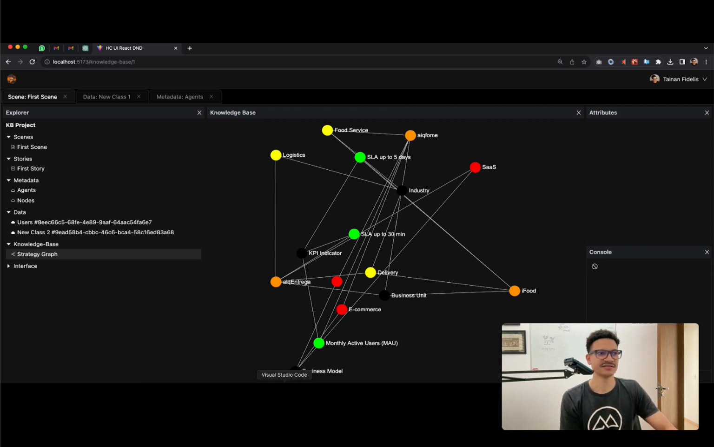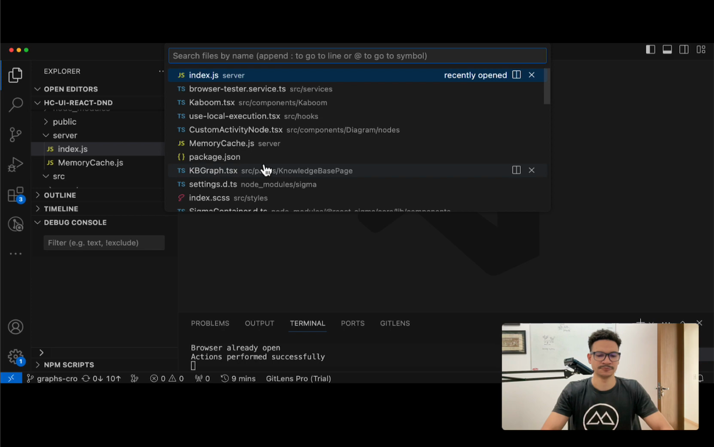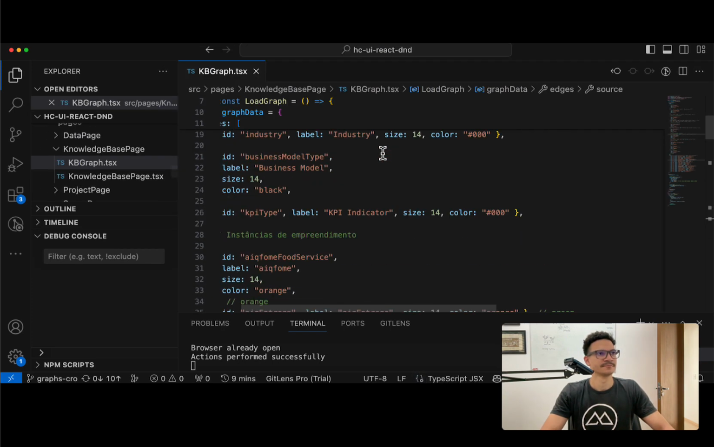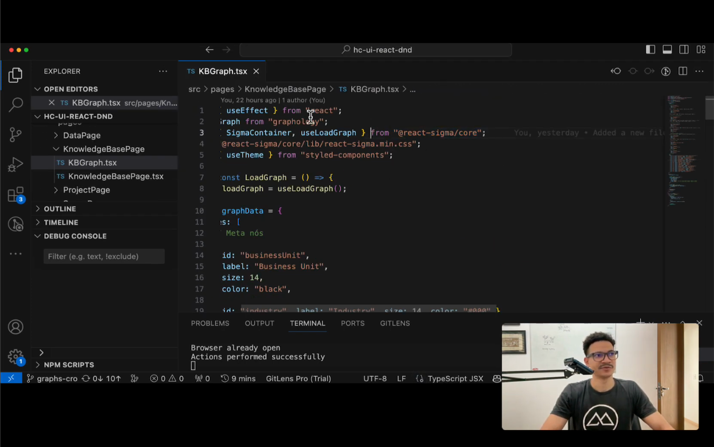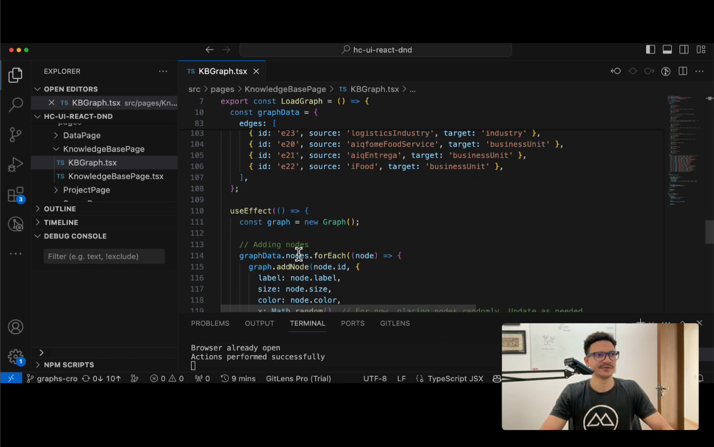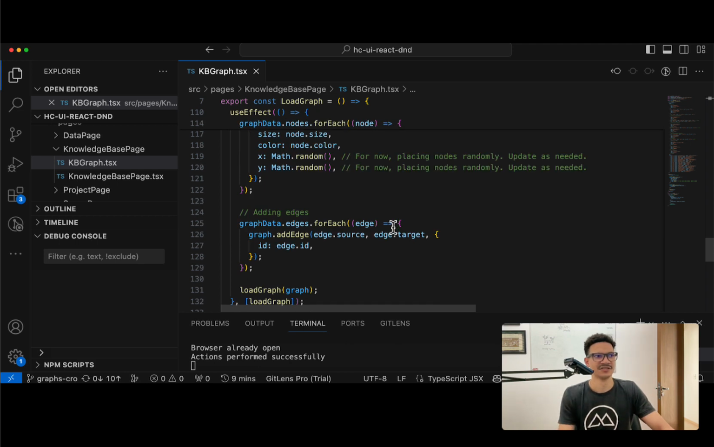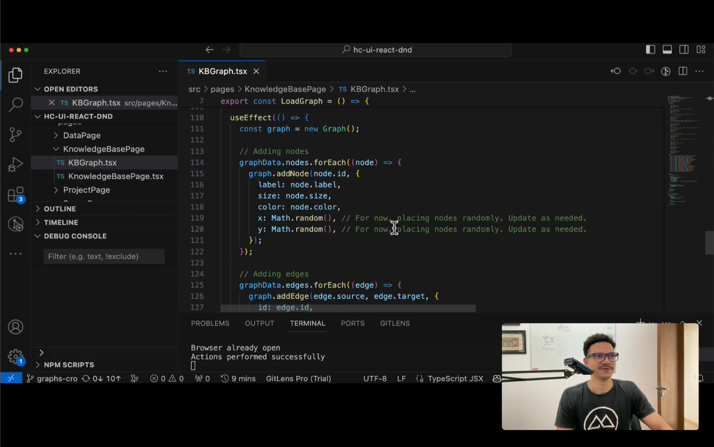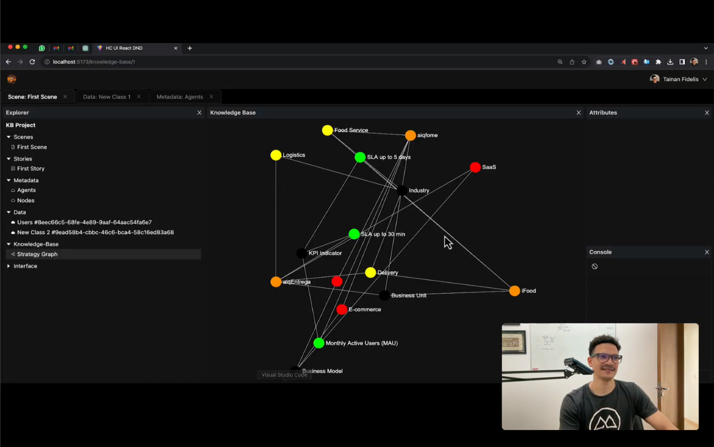For this one, I just used React Sigma and graphology as the libraries, and I have the code here, but it's pretty simple. You can see it in the documentation, so no knowledge here, okay? Just the idea of showing this kind of data in a more interactive way, and maybe having the natural language as another way to input data into the knowledge base, into the graph, okay?